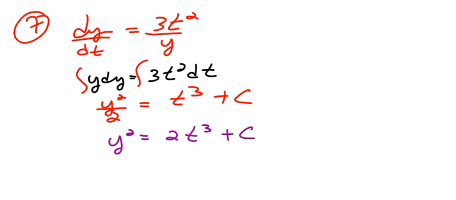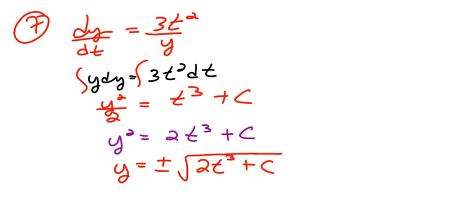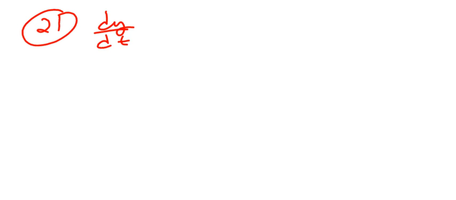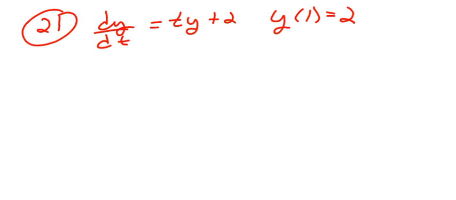And then I'm still trying to solve for y, so I'm going to take the square root of both sides, and I get a positive and negative square root of 2t cubed plus some constant. So this would be my answer for number 7. Now let's try one that has an initial condition. We're going to do number 21. So I'm given this function and this initial condition. And we want to go ahead and separate and take the antiderivative and evaluate for the arbitrary constant.